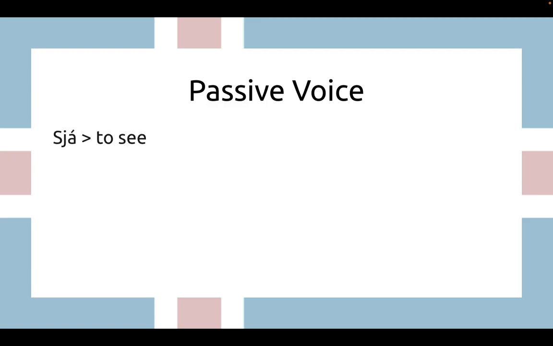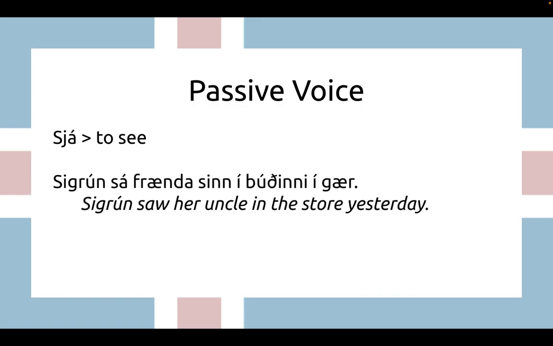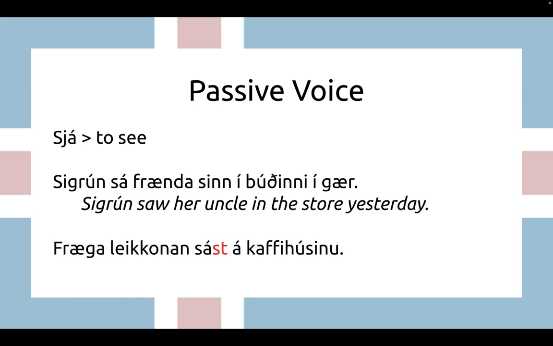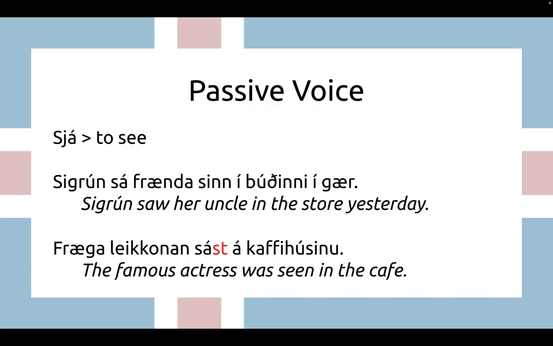Here's another example. Að sjá means to see. So here's an active voice example. Sigrún sá frænda sinn í búðinni í gær means Sigrún saw her uncle in the store yesterday. So here is a form with the middle voice. Fræga leikkonan sást á kaffihúsinu. The famous actress was seen in the cafe. So look out for that passive voice. It's a common meaning for the middle voice.